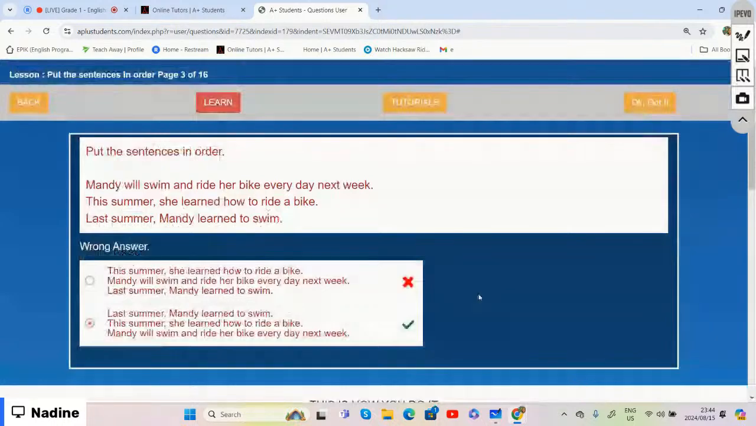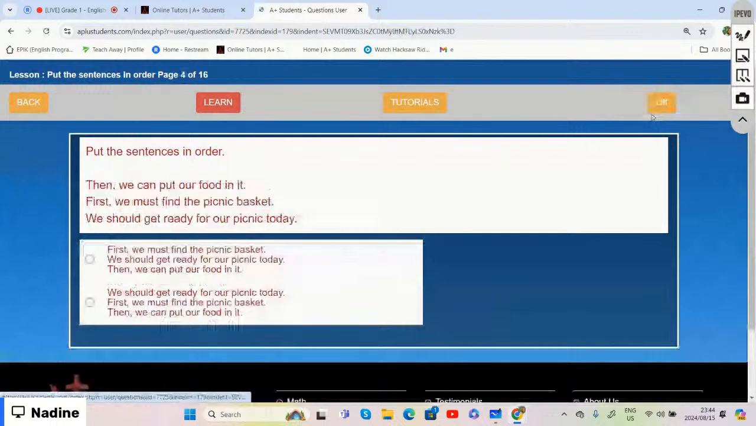Why is it not the correct one? I don't know why it's option two, but option two is correct. I thought it was option one that was correct, but well done. All right, let's look at the next one.